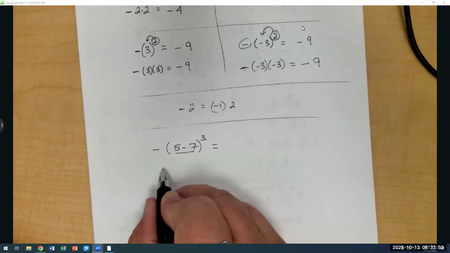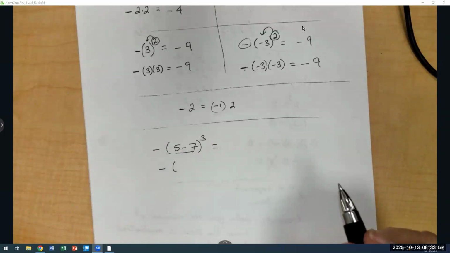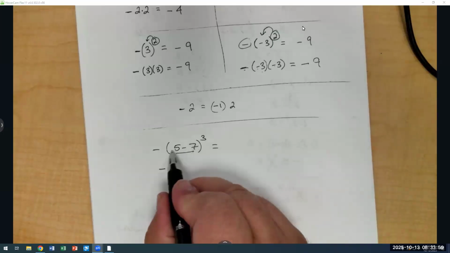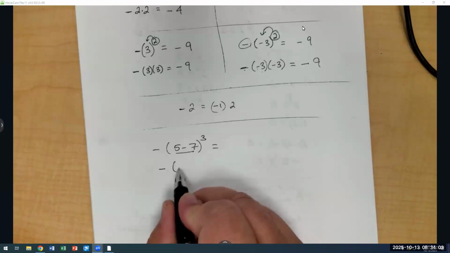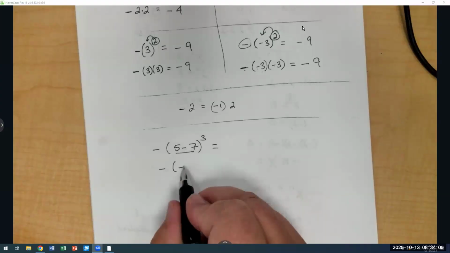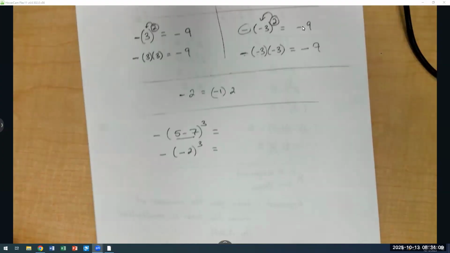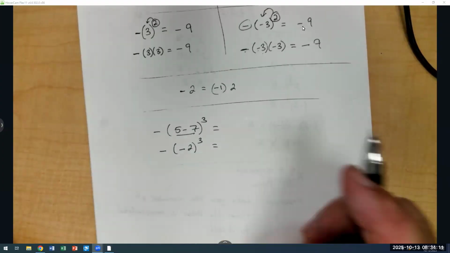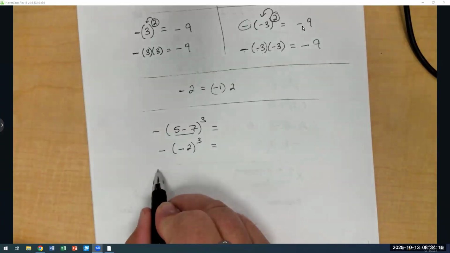So that's 5 minus 7. What is that? Now, since they're opposite signs, take the sign of the bigger number. 7 is bigger than 5, so the answer is negative. 7 minus 5 is 2. This negative stays out in front.